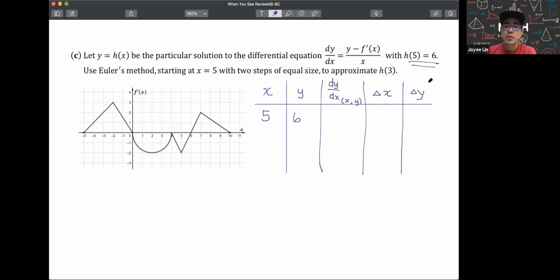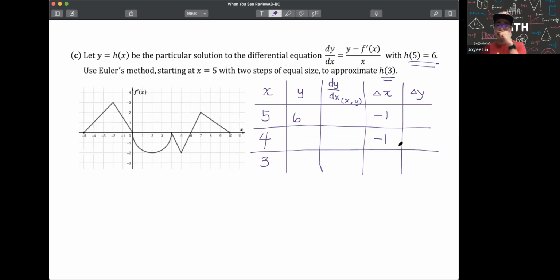Okay. So they want us to approximate h of 3. That means we need to get from 5 to 3 using 2 steps. If we want to do 2 steps, it's just going to be 5, 4, 3. So what does that mean? If I'm going to do 2 equal steps, my delta x is going to decrease by 1. So that's the starting process for me to understand how I'm going to use Euler's method.